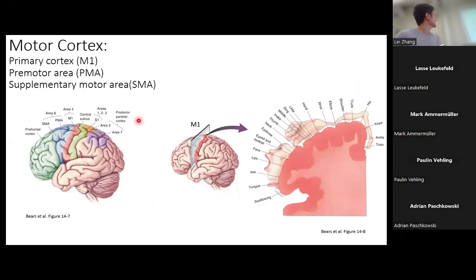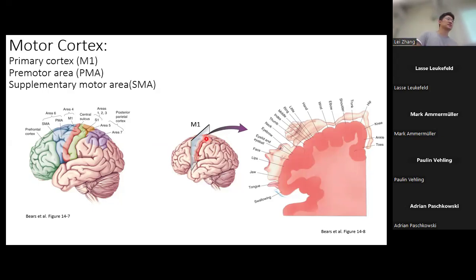About the motor cortex, we can divide it into several regions. The most famous one is probably the primary motor cortex, called M1, which is this area here. I'm not sure if you are familiar with the so-called homunculus. This is basically a mapping from M1 to muscles. If you stimulate a point in the M1 area, you will see some twitch in certain muscles. You can measure that and map it.